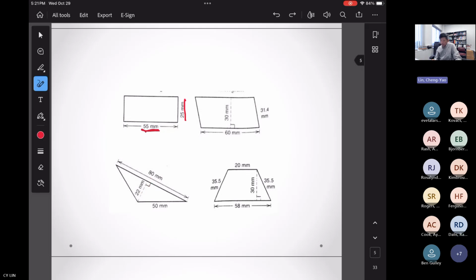How about this trapezoid? If I choose this base, 58, which one is the height? 35.5 or 30, which one? 30. 30, thank you very much, because this is a 90 degree. Think about when you go to the doctor's office, the nurse will ask you to measure at 90 degrees. That would be the height. Does that make sense? Yes. Okay, so I want you to take a minute and figure it out.